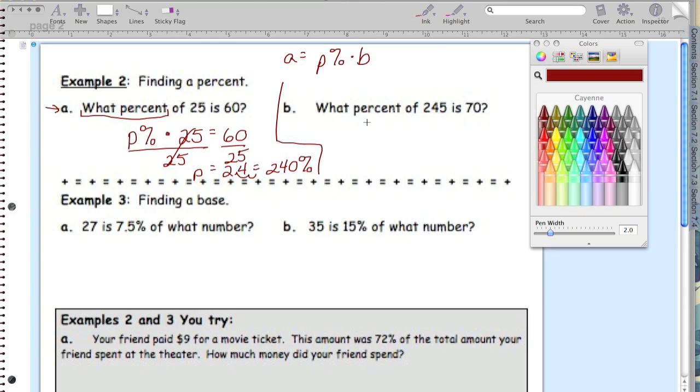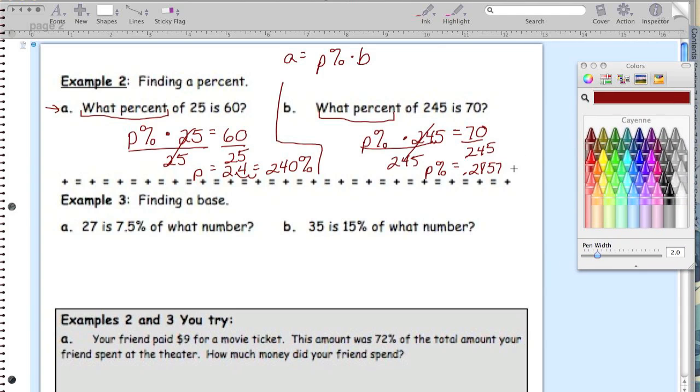Part B, what percent of 245 is 70? So what percent, P percent, of is to multiply, 245 is equals 70. We're going to divide by 245, divide by 245. Those cancel, P percent comes down. I have 70 divided by 245. My decimal is non-ending, 0.2857. We'll stop at 4 decimal places. Move it 2 over to turn it into a percent.